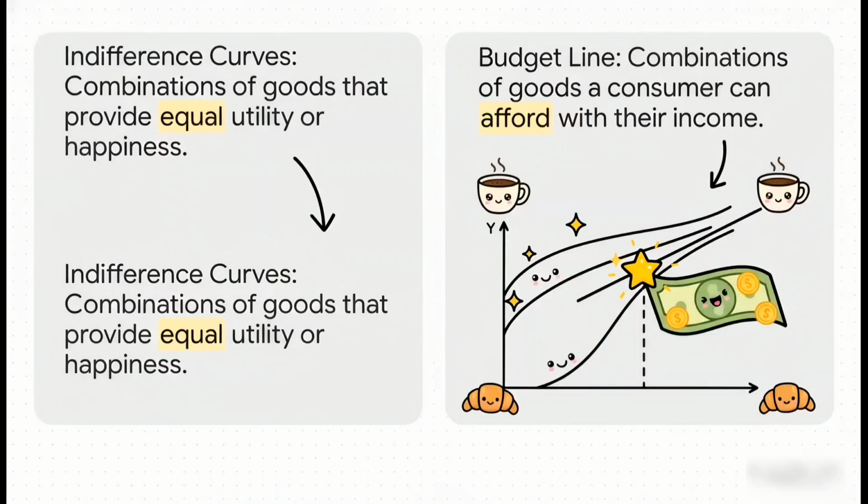And this is where it all comes together. On the left, you see those curved lines? Those are indifference curves. Just think of each curve as a level of happiness. Any point on that curve, whether it's a lot of coffee and a little bit of croissants or vice versa, makes you equally happy. Now look to the right. That straight line is your budget line. That's reality. It shows every combination you can actually afford. So where's the magic happen? It's that one single point where the highest possible happiness curve just barely touches your budget line. That's it. That's the sweet spot.